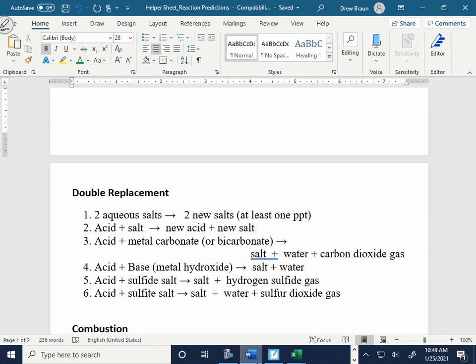A number 3, an acid plus a metal carbonate. Now, could that be considered a number 2, an acid and a salt? Is a metal carbonate a salt? Yeah. So it could be a number 2. However, number 3 is more specific, right? So I have an acid plus a metal carbonate or a bicarbonate giving me a salt, water, and carbon dioxide.